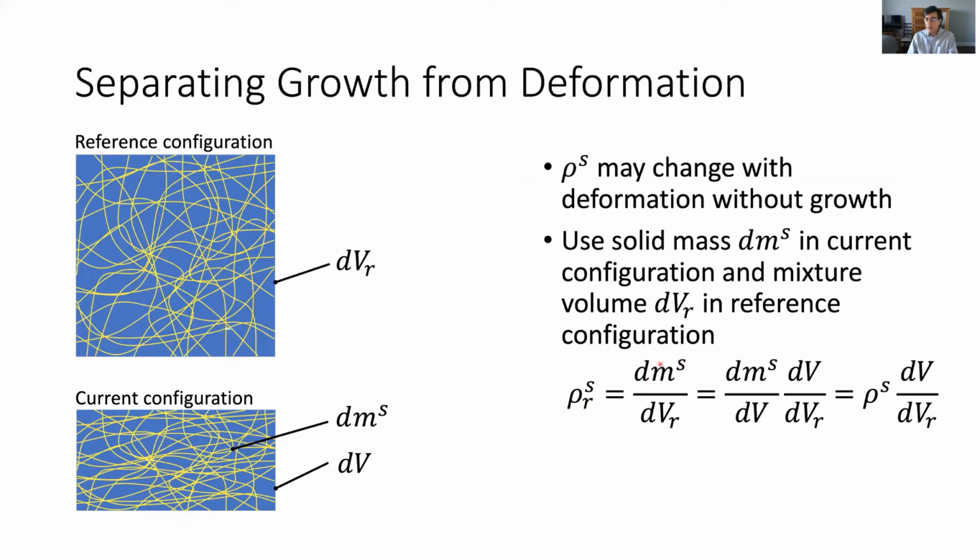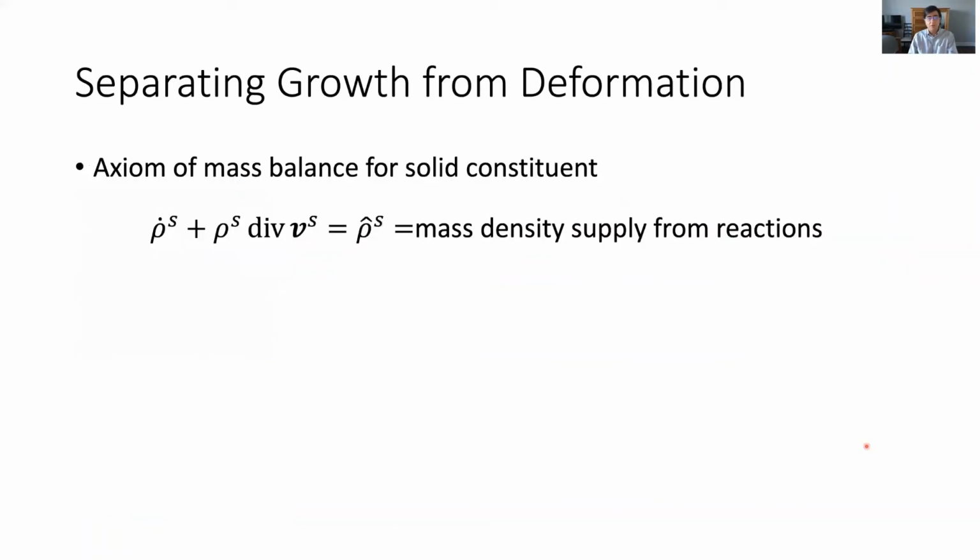But since the mass of the solid could change as a function of time, but the volume in the reference configuration doesn't change, then rho_RS only tracks the growth. So you can relate it to rho_S using the ratio of the volume in the current configuration to the volume in the reference configuration. This is a standard procedure in solid mechanics. You take the mass balance equation, but in our case now we have a mass supply term. This is the amount of mass that's added to the solid due to reactions that involve the solutes. The fact that the cell is the factory is not relevant here. This is a continuum mechanics representation.